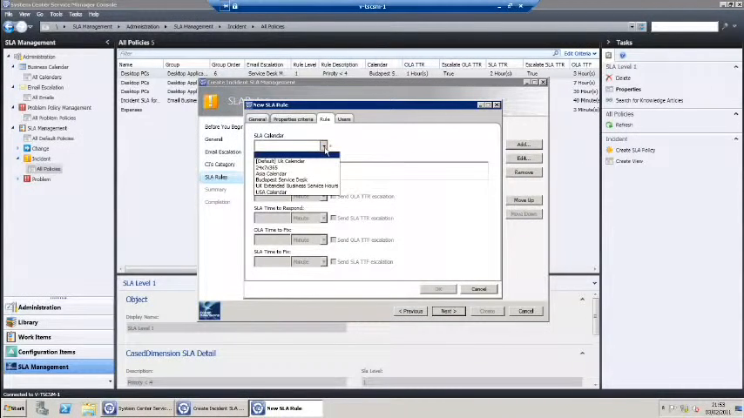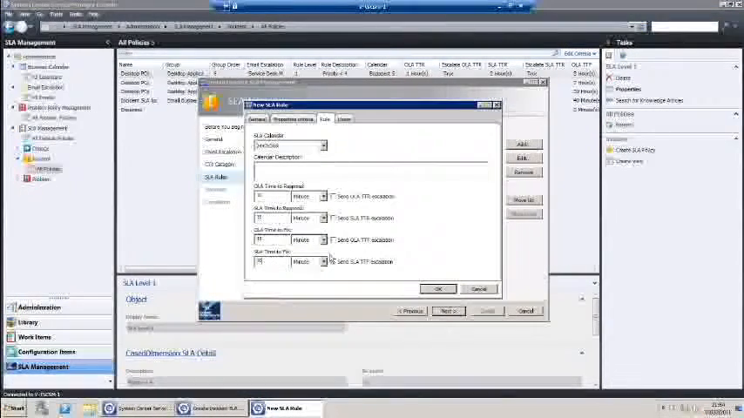For the rule, we shall choose a calendar which was set up previously. We shall choose the 24/7/365 calendar because this is a high priority incident. We shall say the operational level agreement time to respond is 10 minutes, the service level is 15, the operational time to fix is 45, and we shall say the service level is 90.